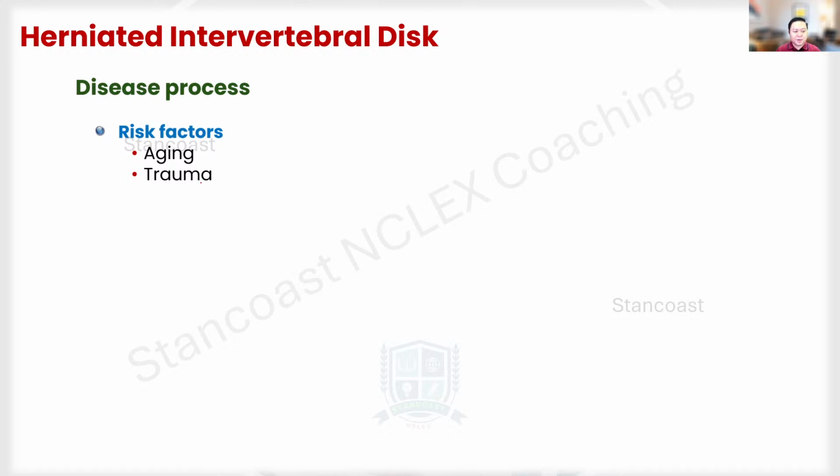So don't forget about the aging, trauma, and we have another risk factor, which is basically the congenital predisposition. What is this? Well, people sometimes can be born with genetic predispositions that could possibly make their intervertebral disc more susceptible to herniation. So they will have higher incidence of this condition.